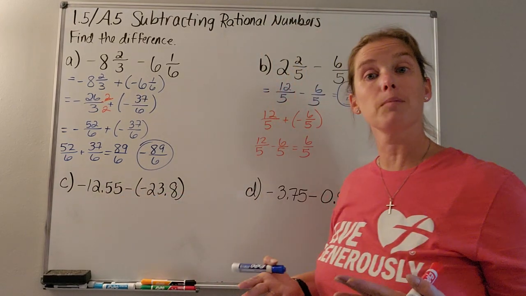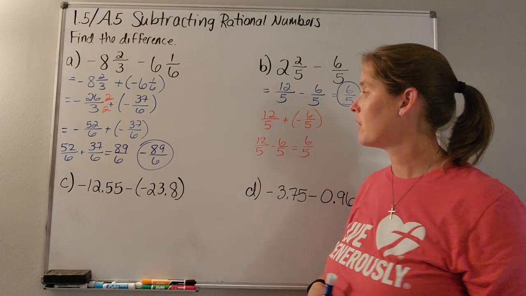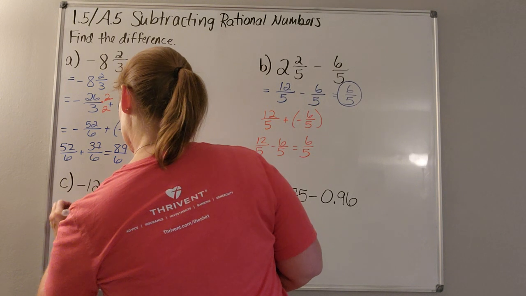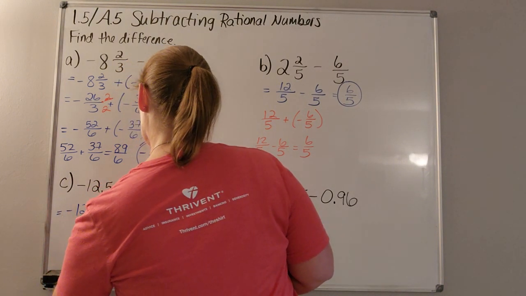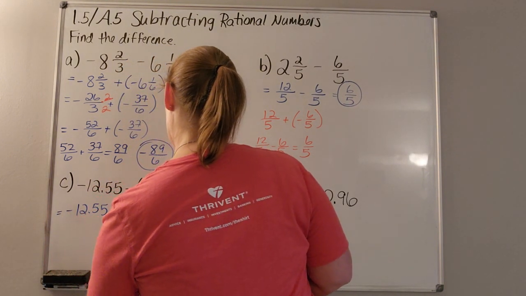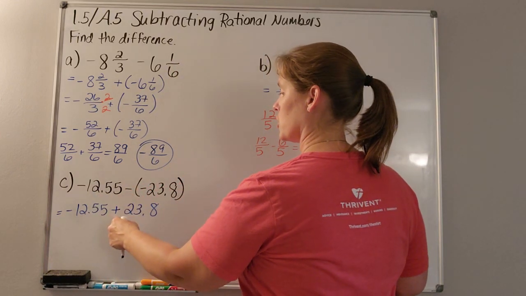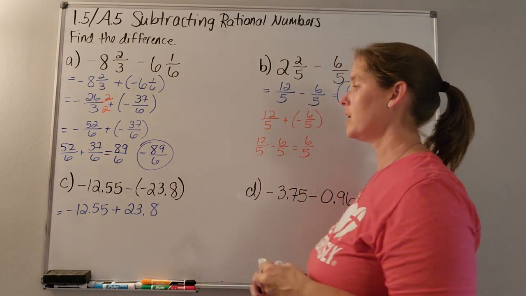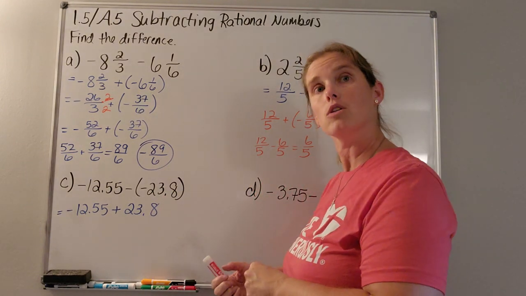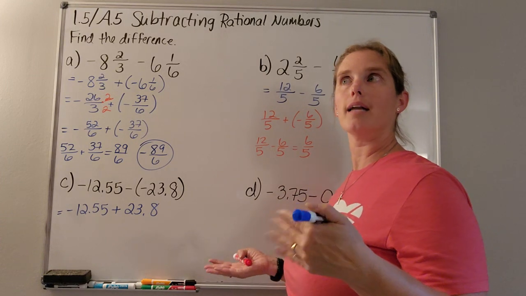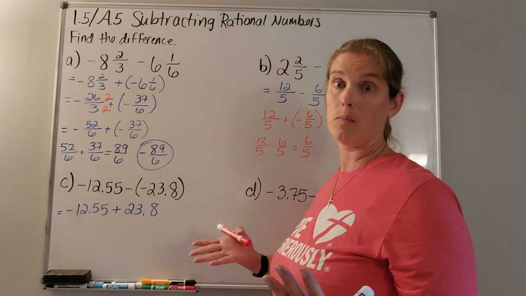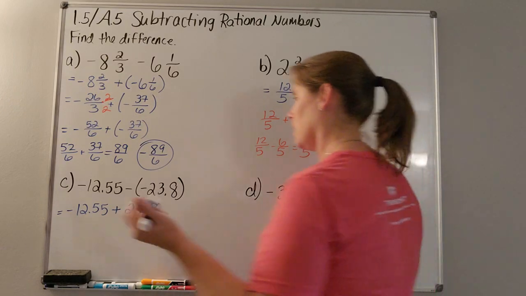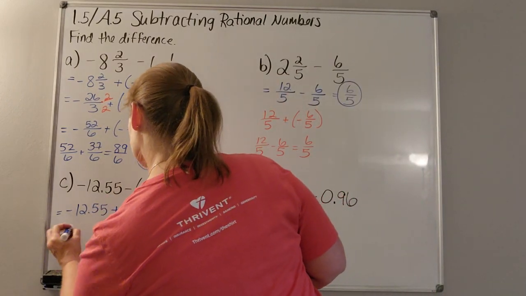Remember decimals, we have to line up our decimal points, all that good stuff as we work. Let's rewrite this addition problem. So we got negative 12.55 plus 23.8. Keep change: addition to subtraction to addition, and the opposite of negative 23.8 is positive 23.8. But you notice we're not adding numbers with the same sign. So what do we do? Subtract their absolute values. Now remember, I like to stack these. So let's do that. Bigger absolute value on top.